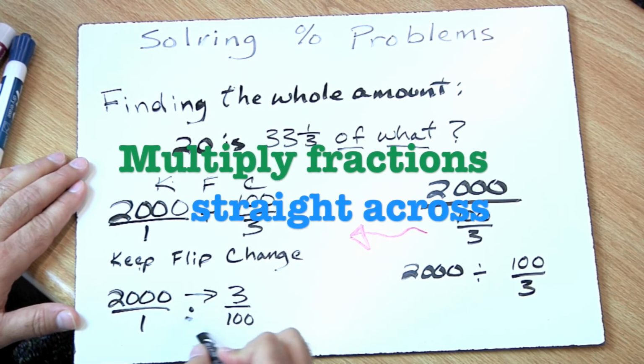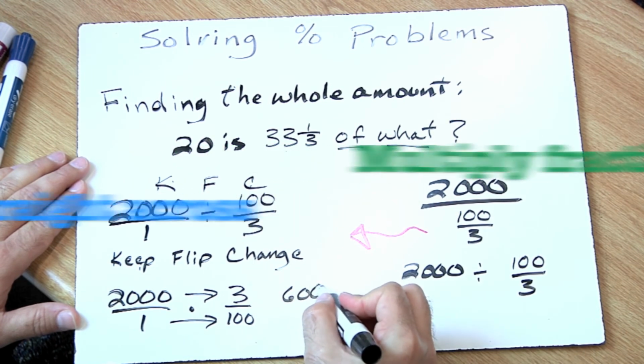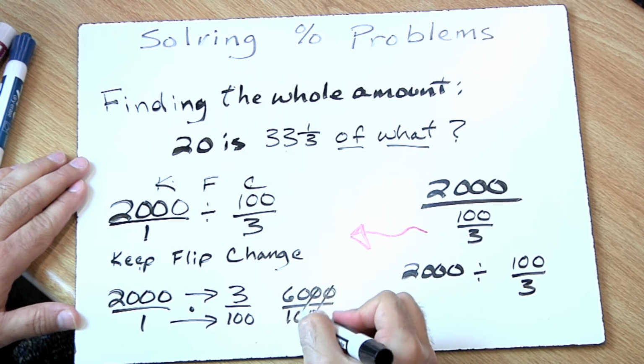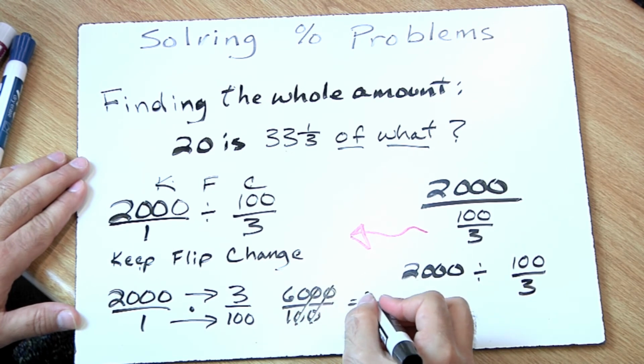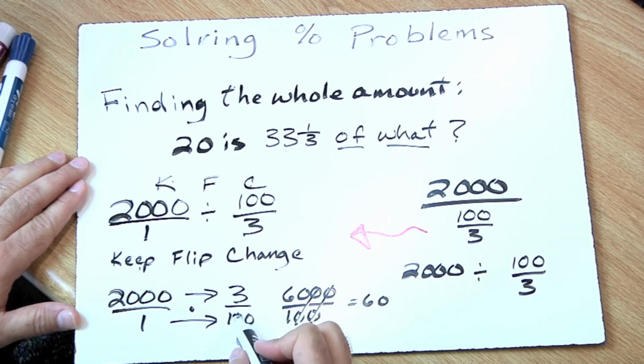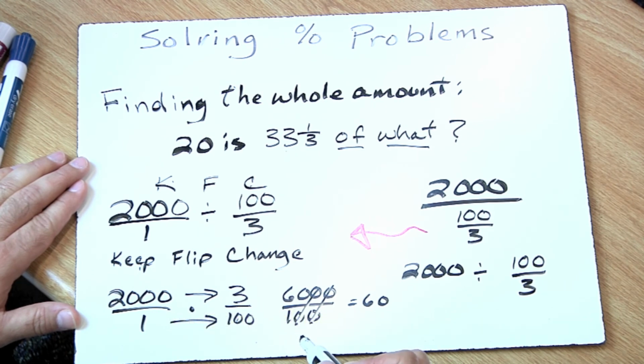Now we're going to multiply straight across, numerator to numerator. So 2,000 times 3 is 6,000. And then denominator to denominator, 1 times 100 is 100. 6,000 divided by 100, we can cross cancel the zeros, and we're left with 60 over 1, which is 60. So 20 is 33 1/3% of 60. So the answer is 60.